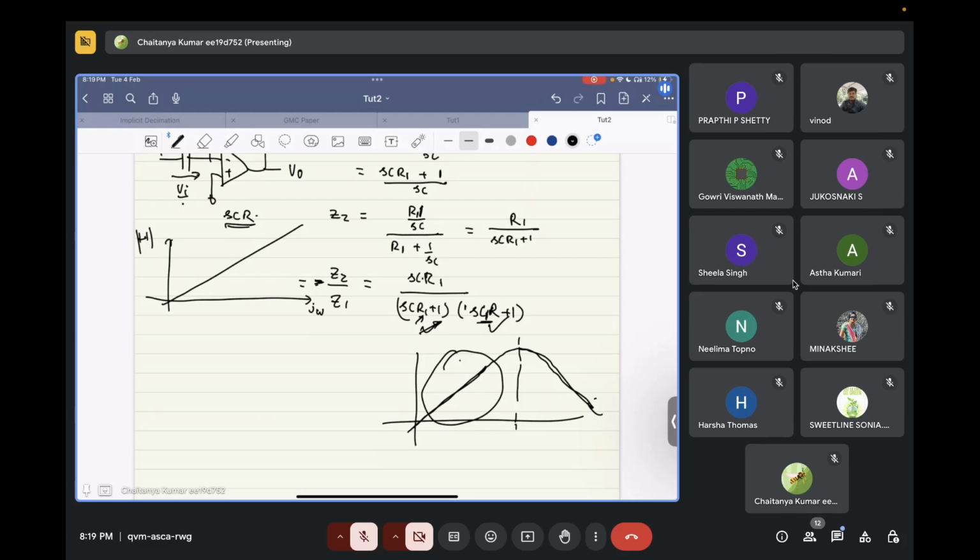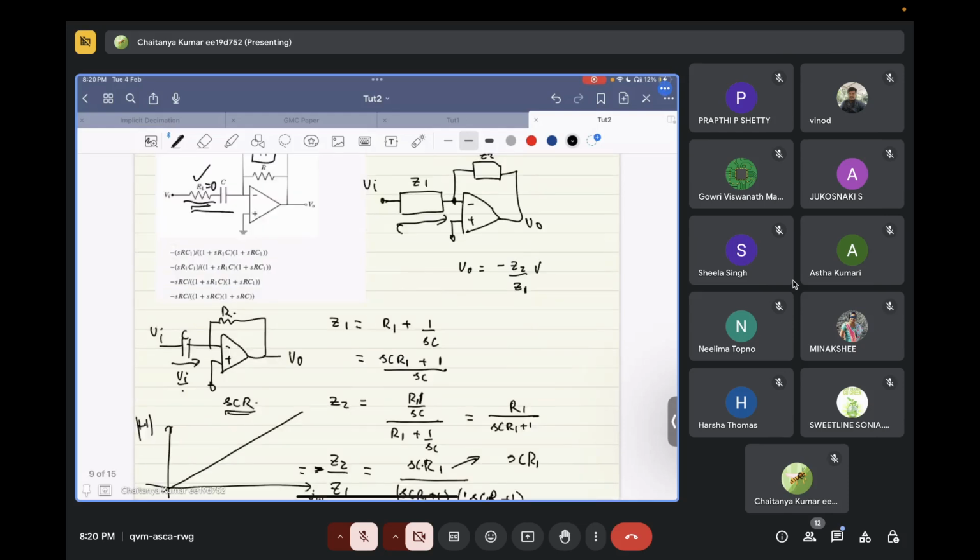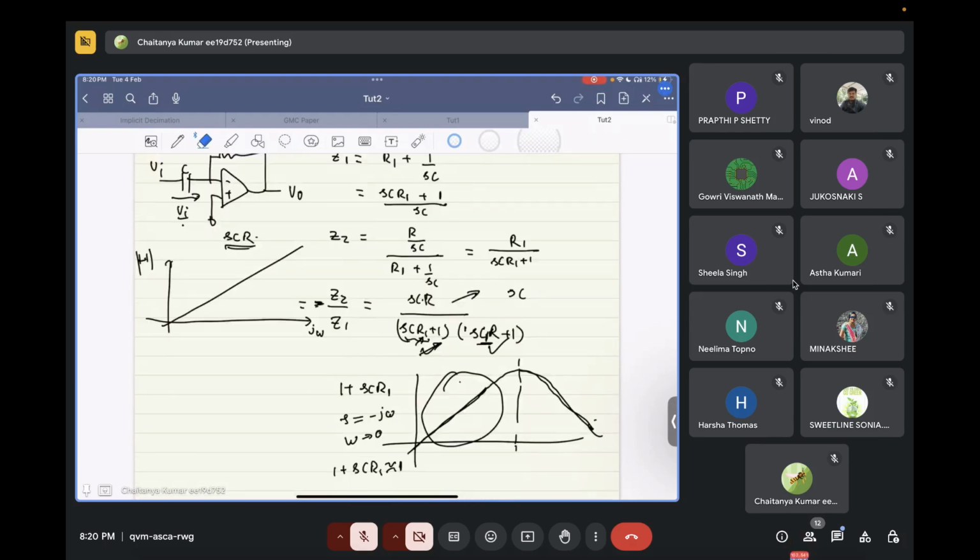So what will happen is, initially these poles will not hit. So 1 plus SCR1, where S equals j omega, right? Omega is very low, so 1 plus SCR1 will be almost equal to 1. Similarly, 1 plus SC1R will also be almost equal to 1. Okay, so what you will have is only SCR. Sorry, it won't be SCR1. So at very low frequencies, it will behave as a differentiator.